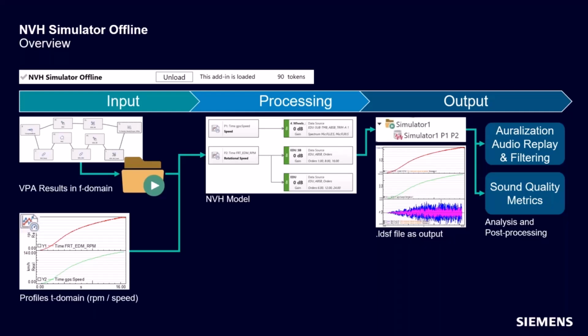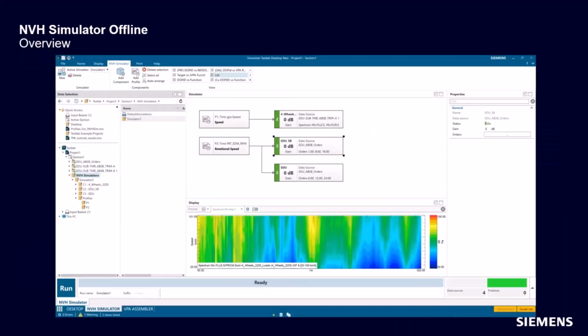We can see live spectrums, play what-if games with filters, calculate sound quality metrics. It's literally a driver's ear microphone recording on a vehicle or a component that you don't actually have yet. You virtually assembled it, but all this stuff you would typically do with that driver's ear microphone recording, you can now do with the output of this NVH simulator. Auralization, audio replay and filtering, sound quality metrics, etc. So that's what is available in this offline NVH simulator.